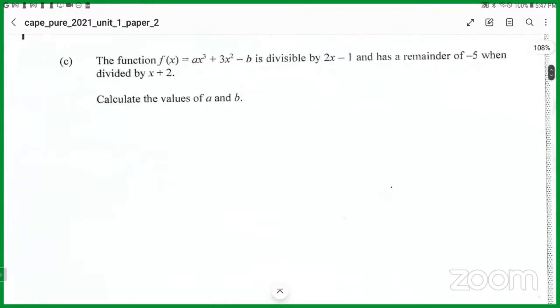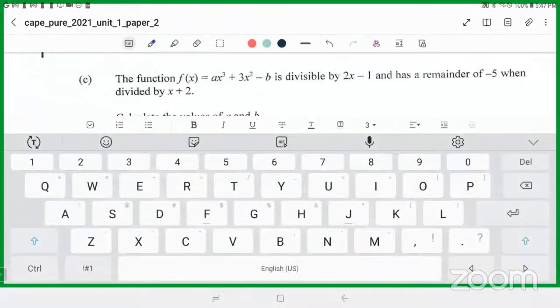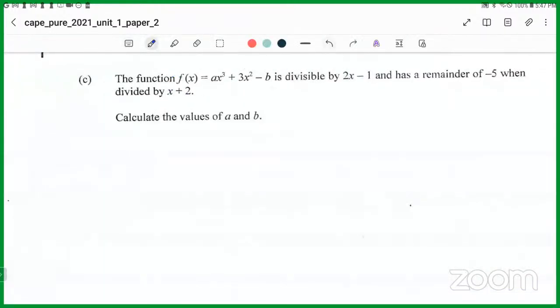It says this polynomial expression, again, there are two unknowns, A and B. This is pure maths now. It is divisible by this, that means that that's a factor. And it has a remainder of -5 when divided by this one. So remember, this information is going to give you one equation, and the fact that this is a factor is going to give you another equation. Then solve the two equations simultaneously to find A and B. Typical. So your turn. Let me pause and give you a minute to do it and see what you have.